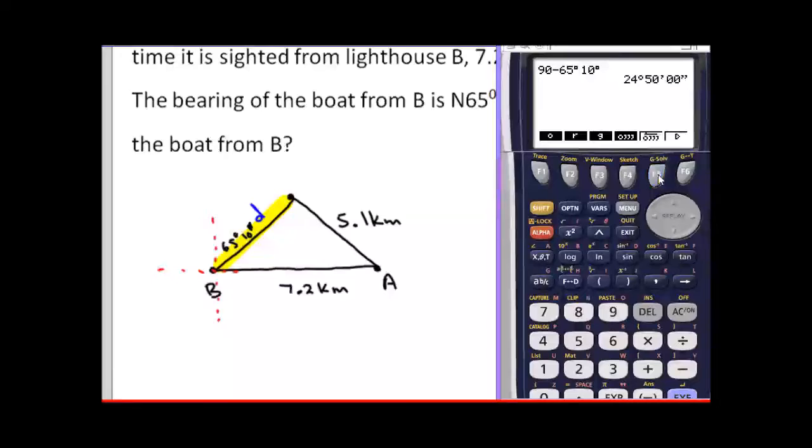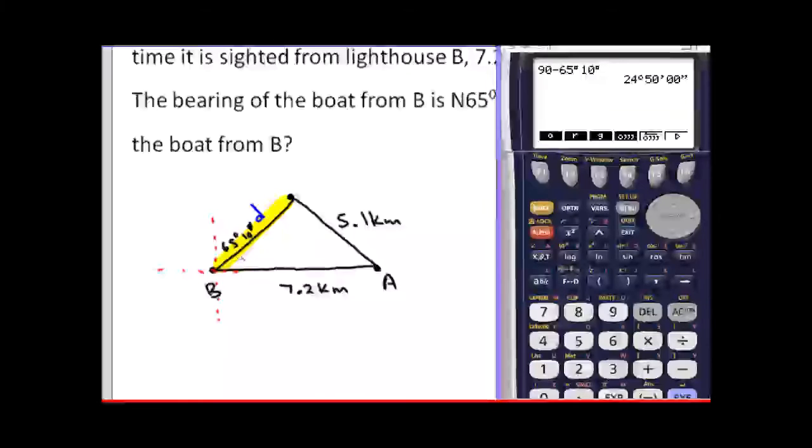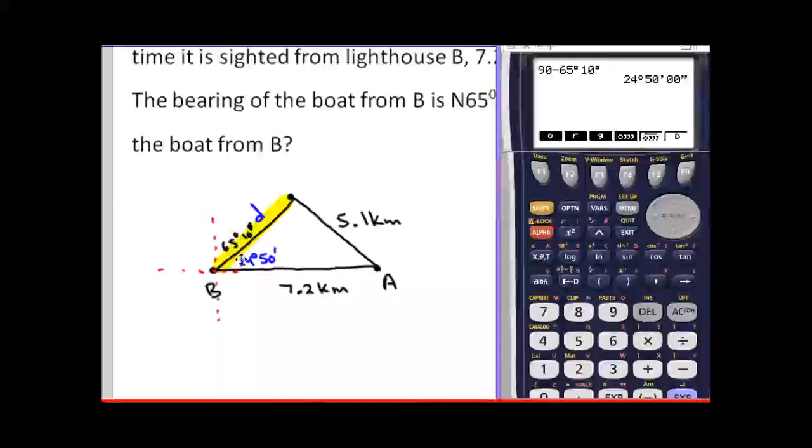And then if I hit F5, it puts it back in degrees and minutes. So 24 degrees, 50 minutes. So this right here is 24 degrees, 50 minutes.